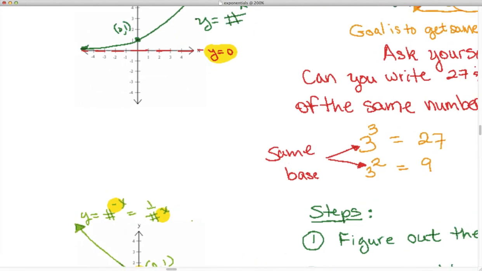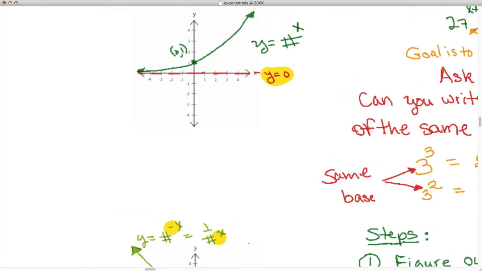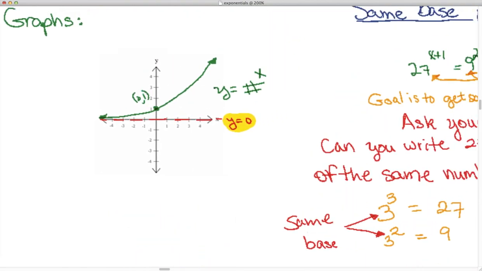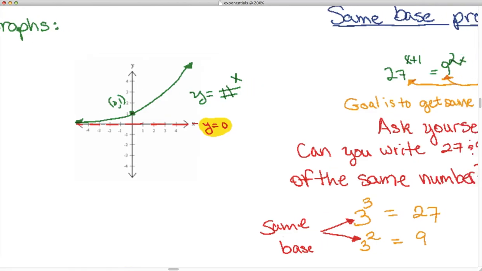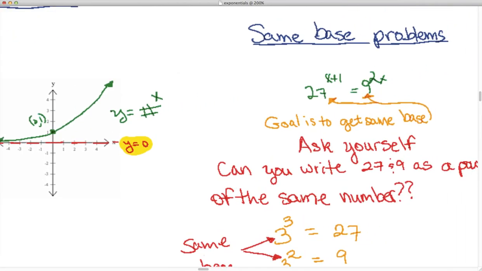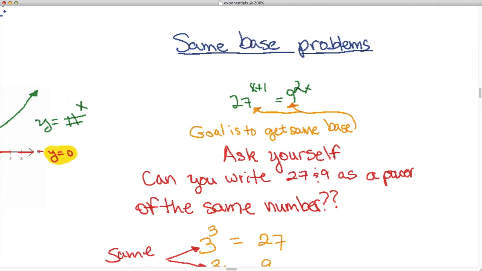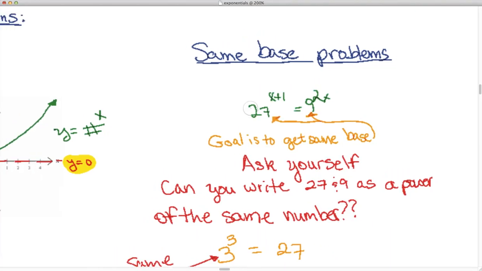So, knowing those two basic functions, you can apply the transformation rules that you should already know by now and check out the practice problems with graphs. But you might be asked to do some same base problems. Basically what you do with these, your goal is to get the same base.